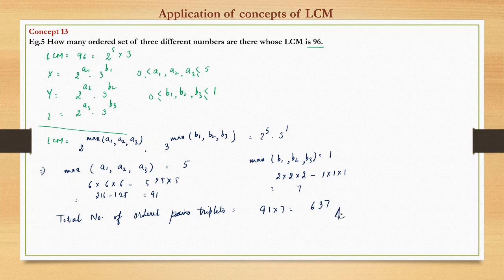637 would be the answer. And note that since there are three numbers involved, there's no concept of unordered triplets. It will always be ordered. That you can check, forming a triplet of three numbers. So 637 is the total answer here. So this way we have arrived at the answer.